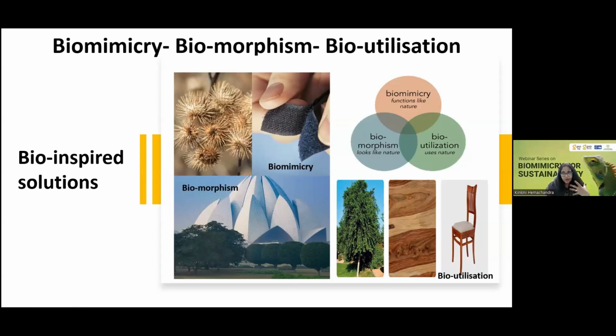So looking at the lotus, they try to establish a building. We call it Lotus Temple, which is in India. And the third concept related is bioutilization. That means we use nature, a living thing, a plant, and try to convert it into wood or a piece of wood, and then we try to develop it into a chair. So now you can see this concept has similarity as well as relationship, but technically these are three different concepts.